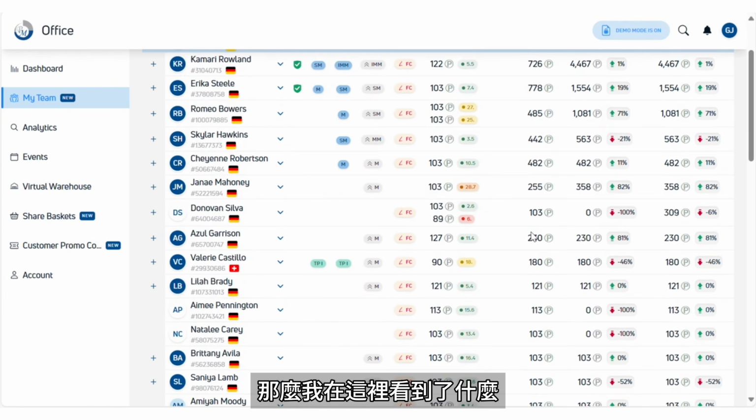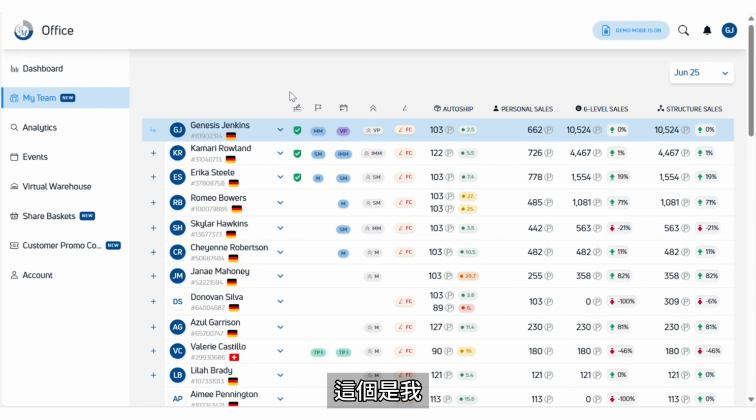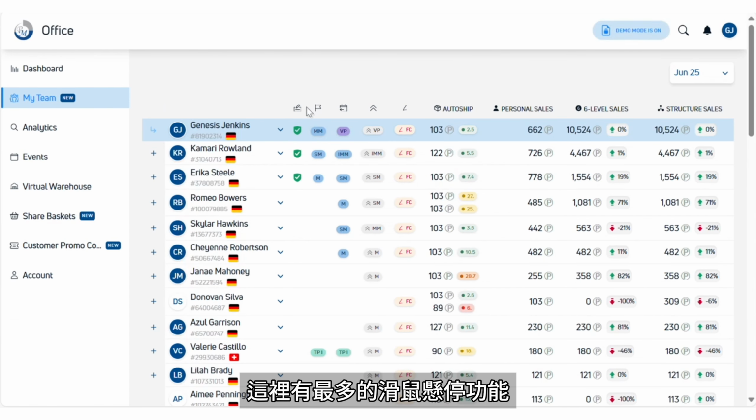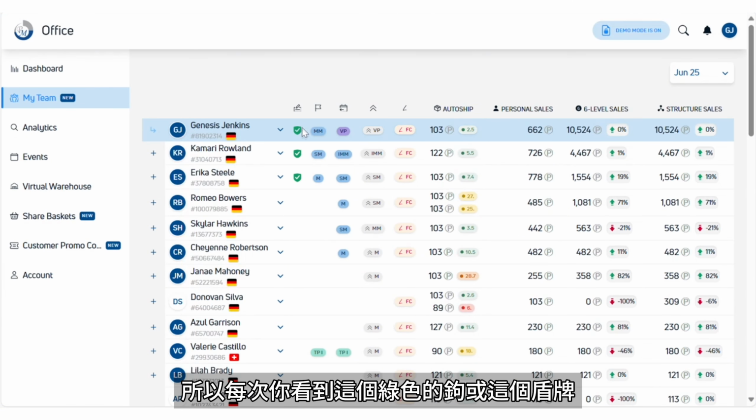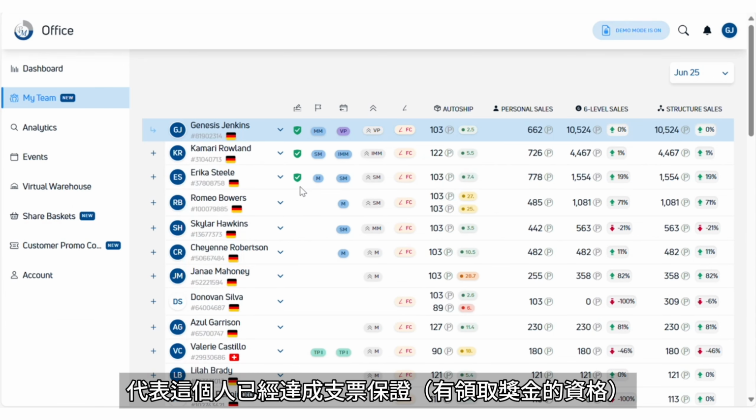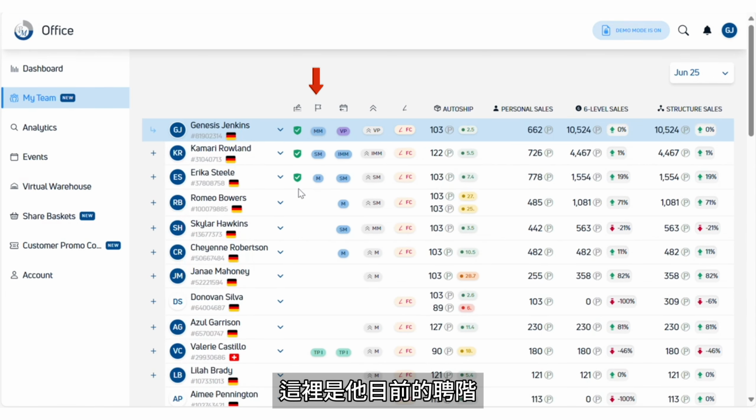So what do I see here? That's me. I see here again with the mouse over function, this is the information about check assurance. So every time when you see this green hook here or this shield, the person has a check assurance. This is the current qualification. So this person here is at the marketing manager rank at the moment.